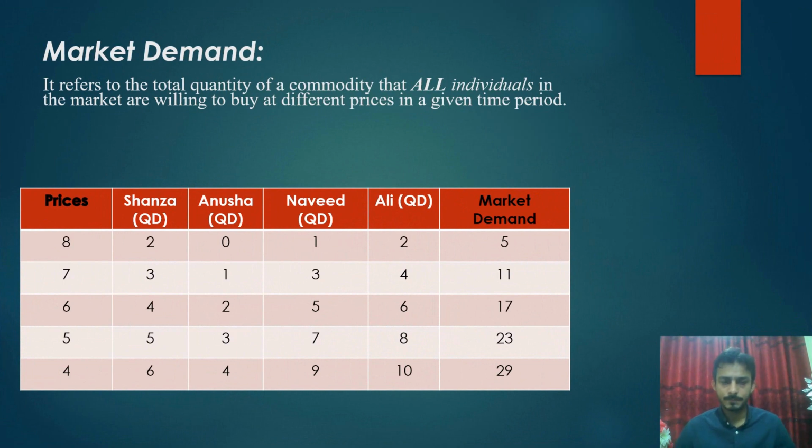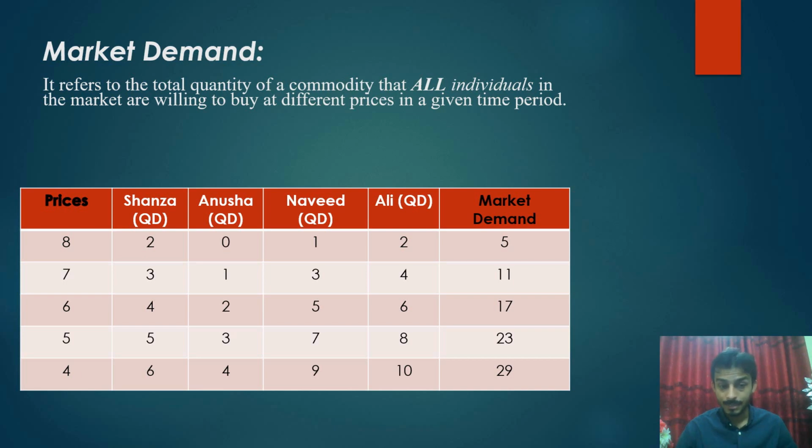Now, market demand, look at this. Because we said it is about aggregate demand, right? We have the prices 8, 7, 6, 5 and 4, and we suppose in a market there are 4 people, and these are the given prices. First is Shanza, Anusha, Naveed and Ali. When the price is 8, Shanza is purchasing 2 units of the product. Anusha is not willing to buy. Naveed purchased 1 unit. Ali purchased 2 units, right?